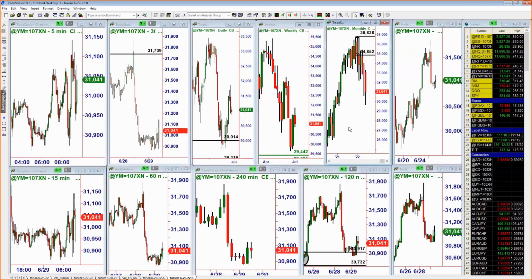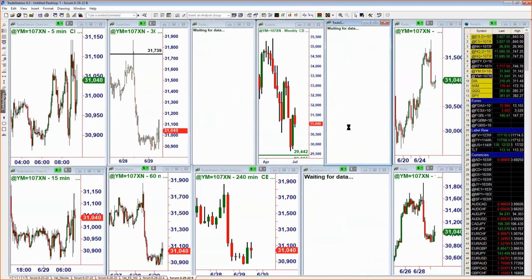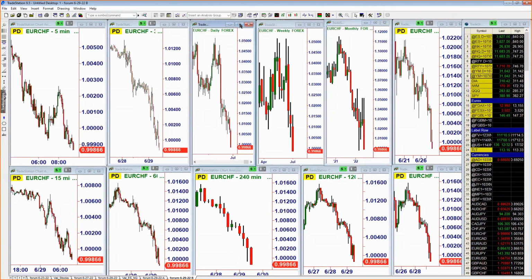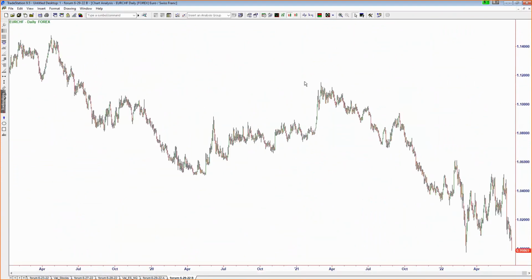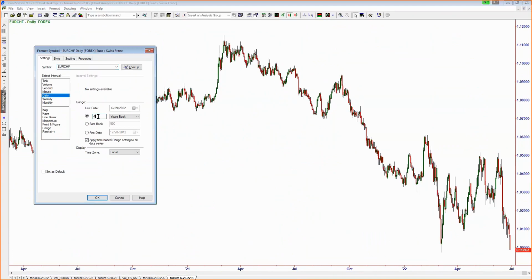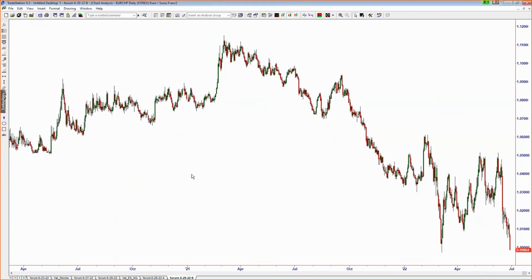Yeah, we can look at the Euro Swiss, no problem. And if you want to look at the daily chart, not a problem. So let's scrunch this up. Oop, need a little bit more data here, so we need to look back. So let's get that. Okay. Now let's scroll back.